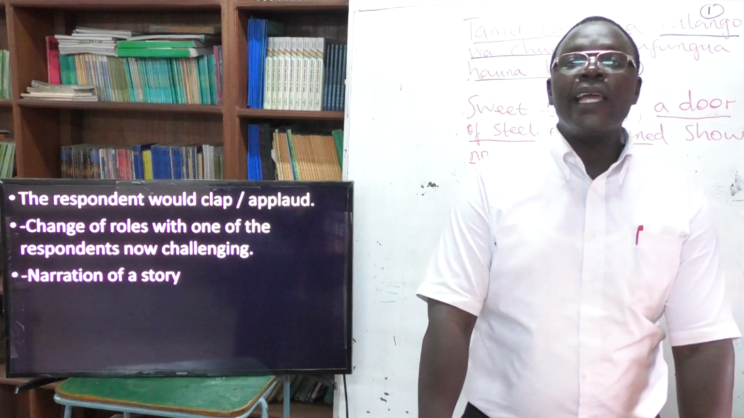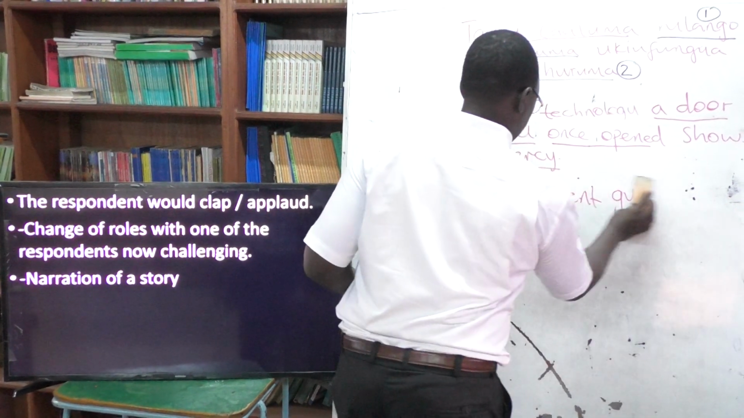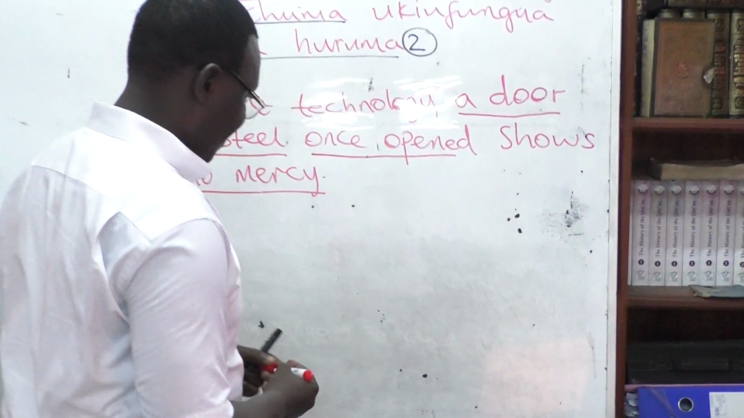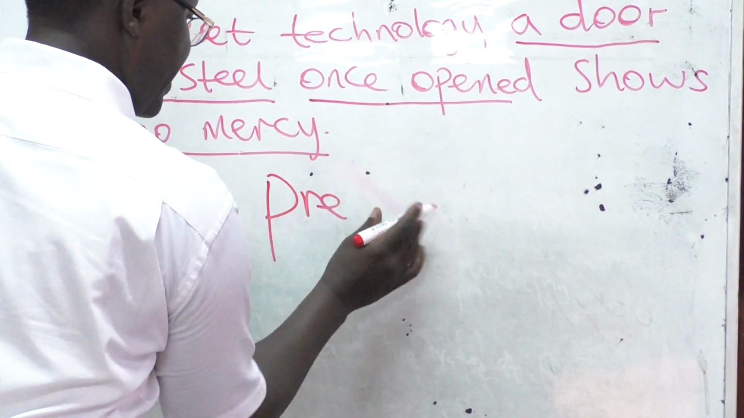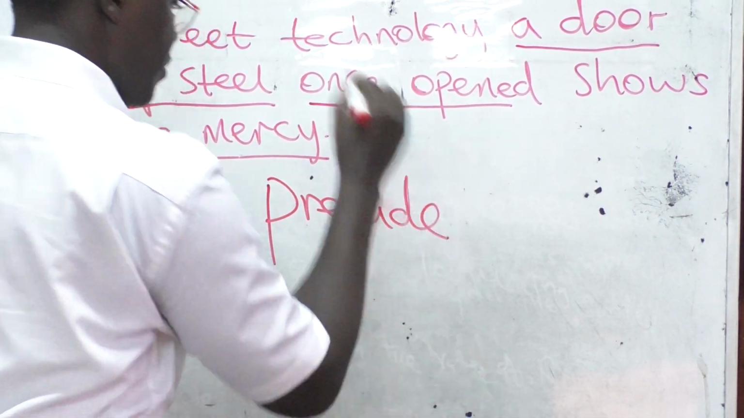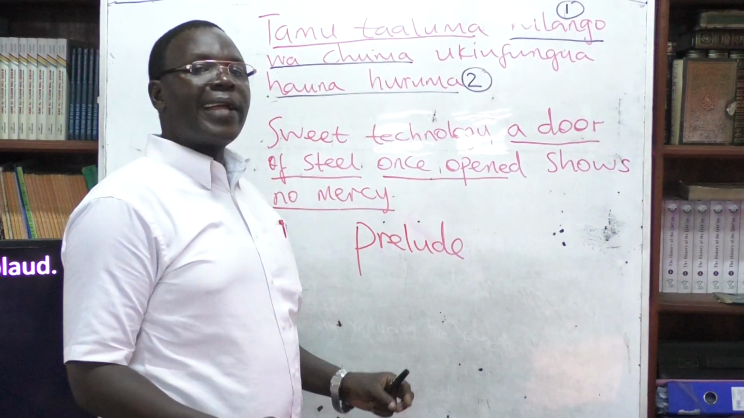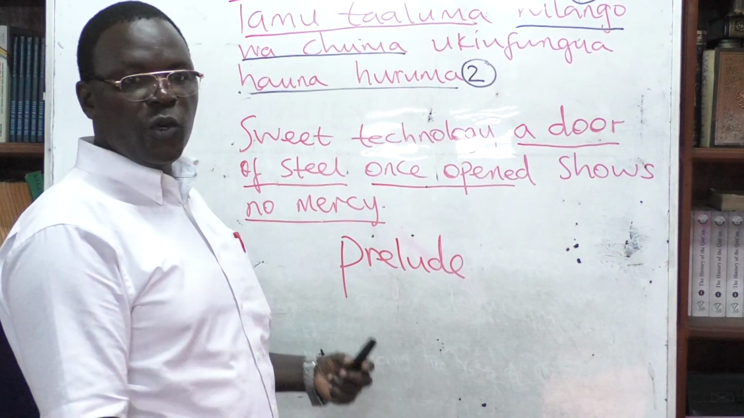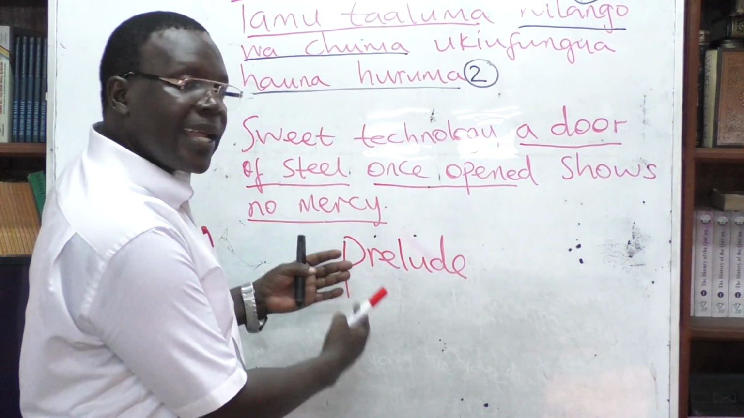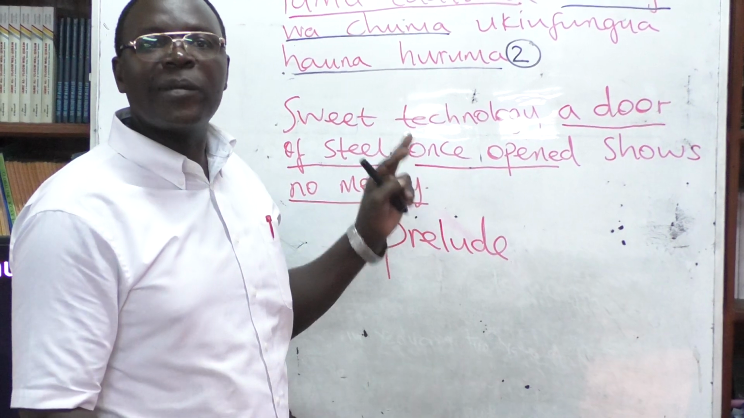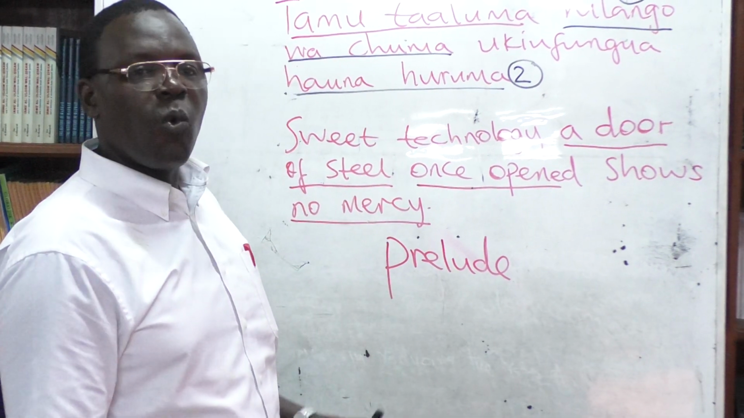Three, it could be a prelude. I want to use this word. Prelude. Prelude is what comes before. Here you have a narrative to give. What do you do before that narrative? There is the word prelude to the narrative. What comes before?